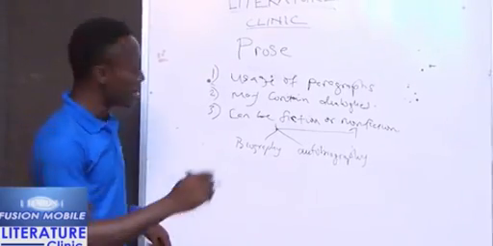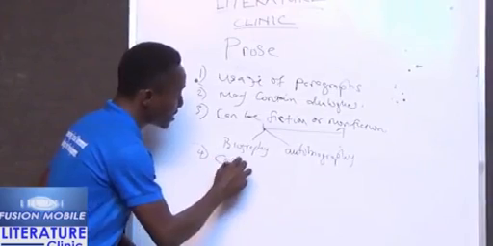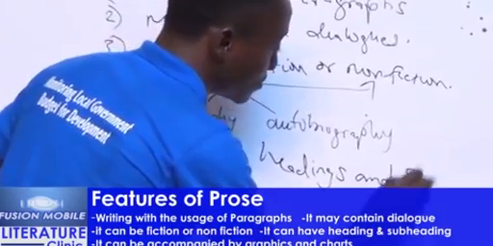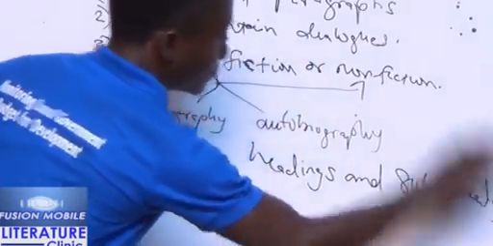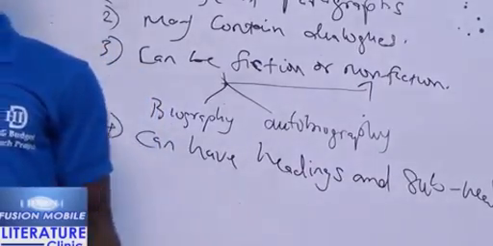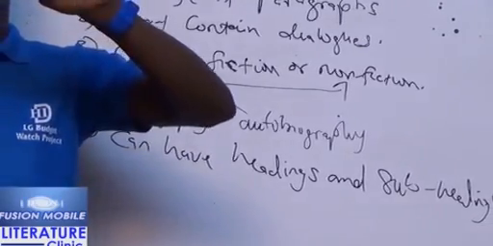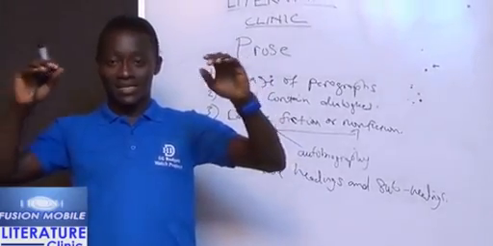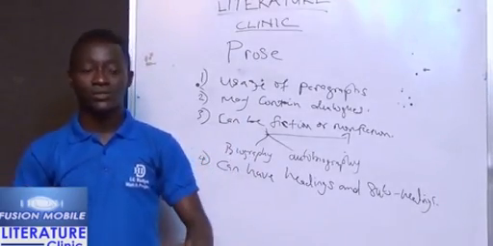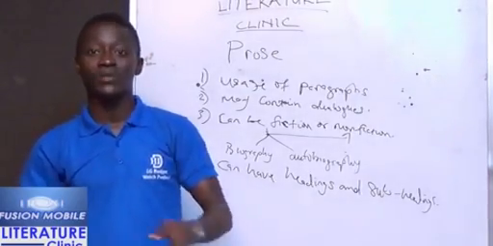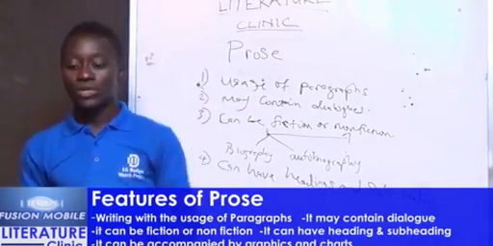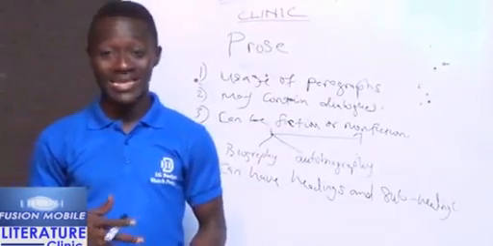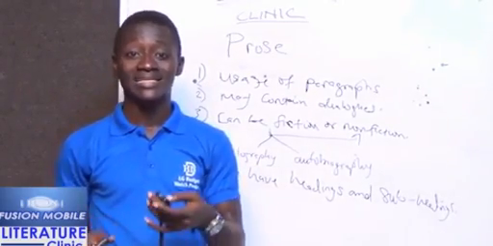And number 4, it can have heading or subheading. What do we mean by that? When you read a book, and they say the Biafra War, that is a heading. Biafra War is a heading. Then under it, you go to a place where it says the Biafran soldiers at war. That could be a subheading under the Biafra War. So there's nothing wrong in prose having a heading or a subheading. It's part of the rules that it accommodates.